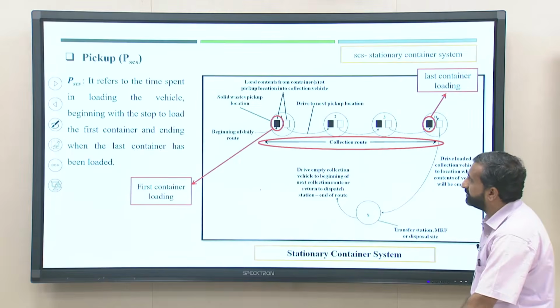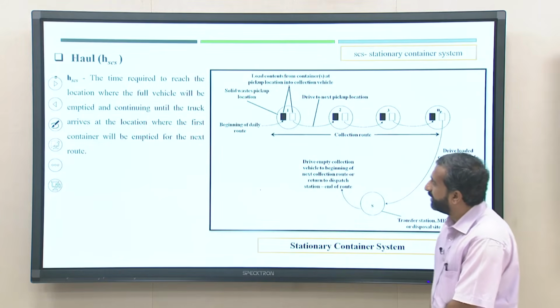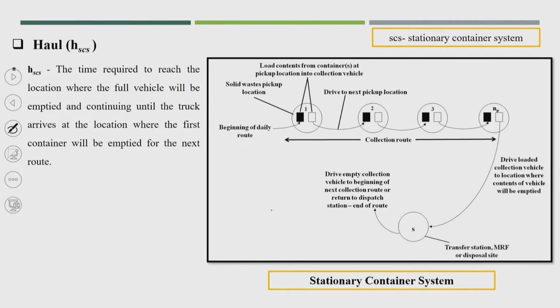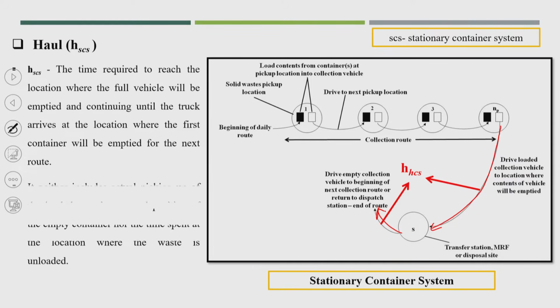Now, the next unit operation is haul. Haul is the time required to reach the location where the full container will be emptied, and it continues until the truck arrives at the location where the first container will be emptied for the next route. So it starts from the last container location to the recycling or disposal facility, and also includes the time required to go to the next collection route, and it does not include the pickup and redeposit of the container. This is the same as in the hauled container system.